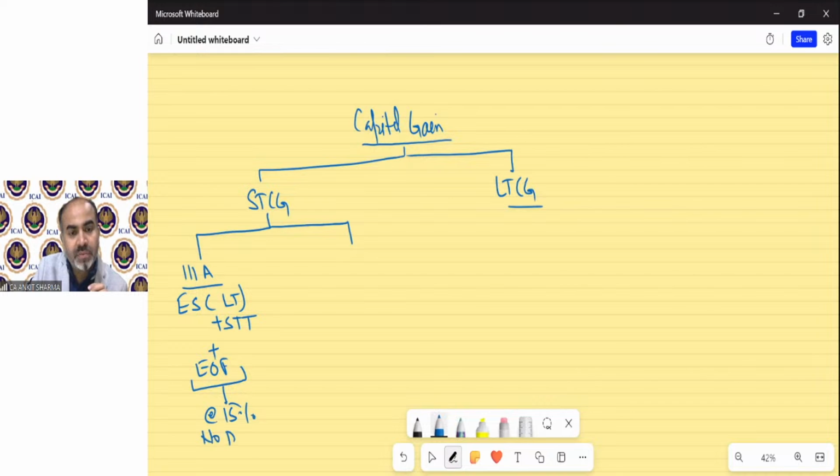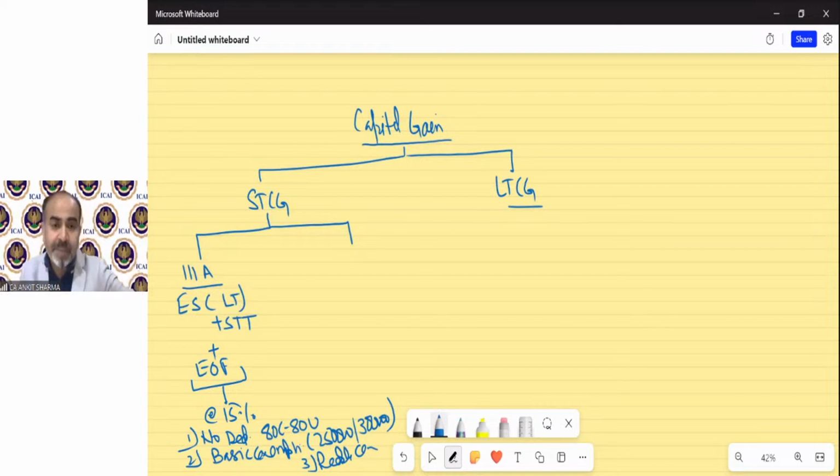No deduction under section 80C-80U can be claimed. That is the first specific condition. Second, basic exemption limit can be claimed, that 2,50,000, or 3 lakh in case of 115BAC. Third, rebate can also be claimed, that 12,500 rebate under section 87A, or 25,000 rebate up to 7 lakh rupees under section 115BAC.